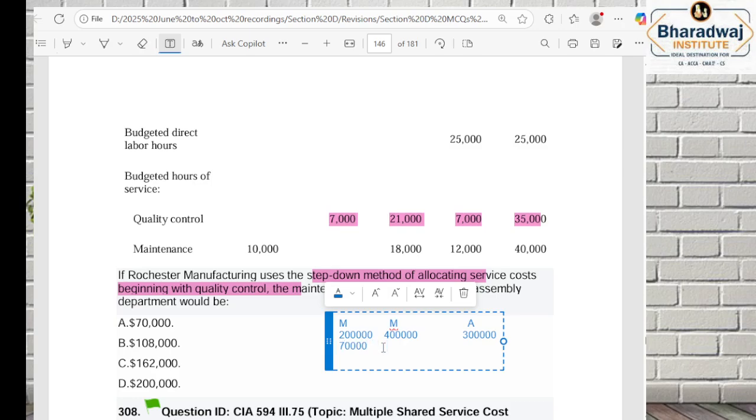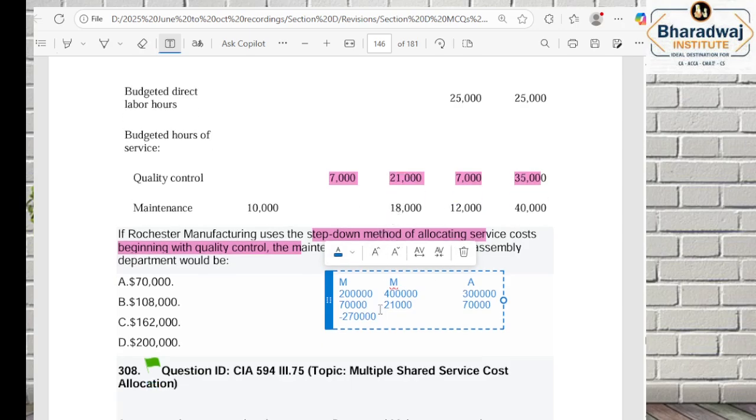21 by 35: 2 lakh 10,000. Then take the 70,000 along with maintenance, making 2,70,000. Take this 2,70,000 and allocate it to machining and assembly, that is 18 by 30 and 12 by 30. This 2,70,000 into 18 by 30 is 1,62,000.